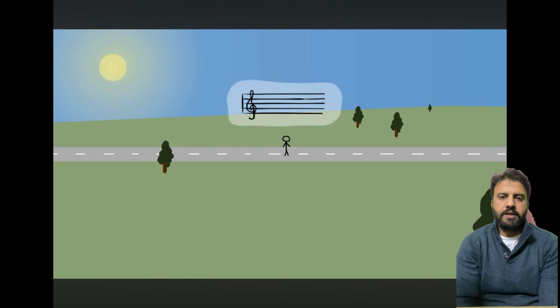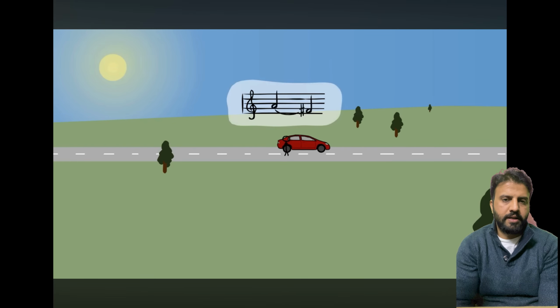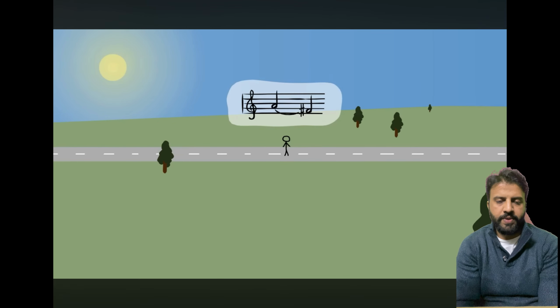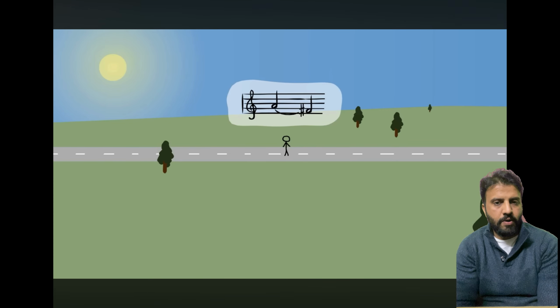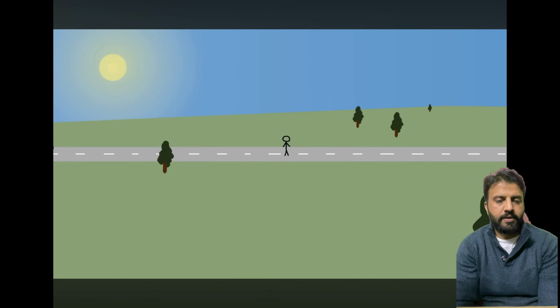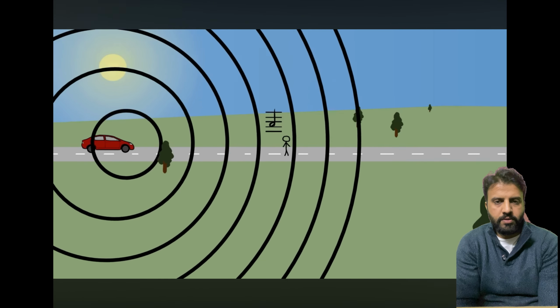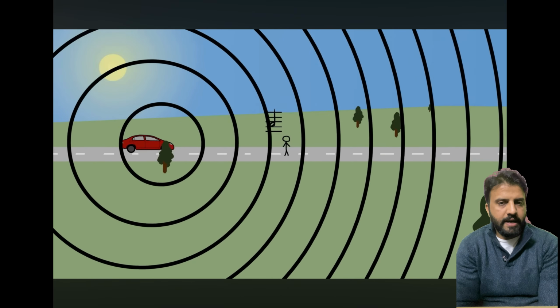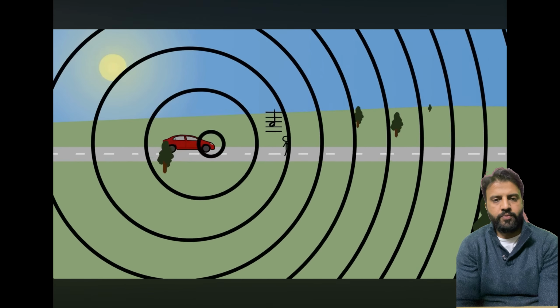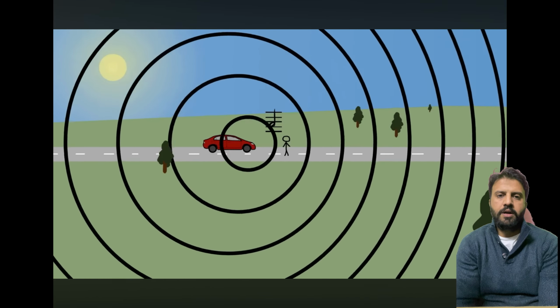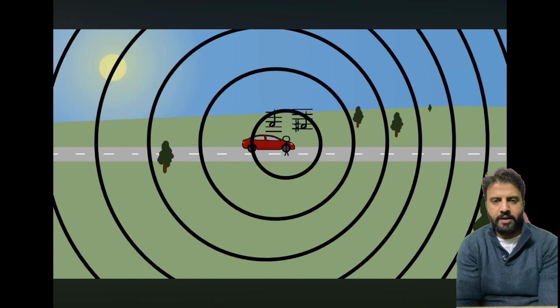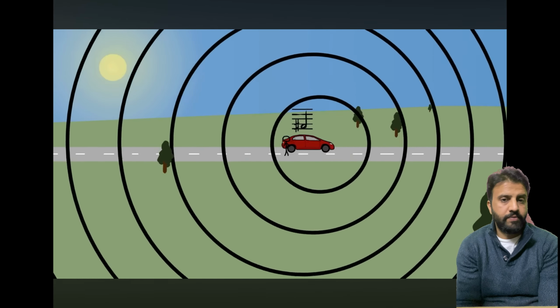Let's consider you are standing on a roadside and a car is going to cross you. When the car is coming close to you, you will observe a higher frequency sound. For the driver, the sound will remain the same; he will not observe any difference. And when that car crosses you and starts moving away, you will hear a low frequency sound, but for the driver it will remain the same.